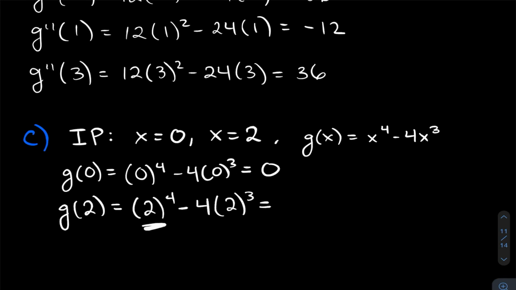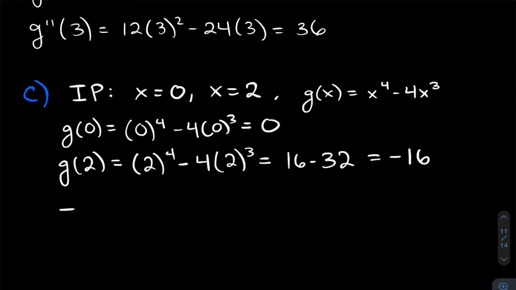We get 2 to the 4th power, which is 16, minus 4 times 2 to the 3rd. 2 to the 3rd is 8. 8 times 4 is 32. And so we're going to get that g of 2 is -16.